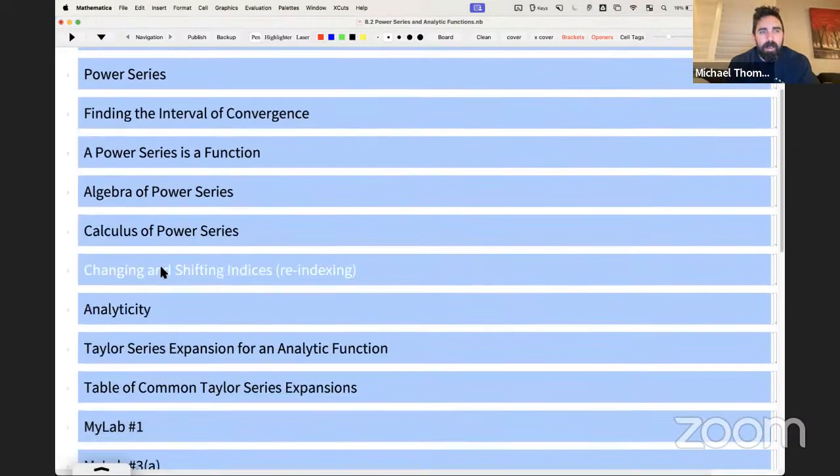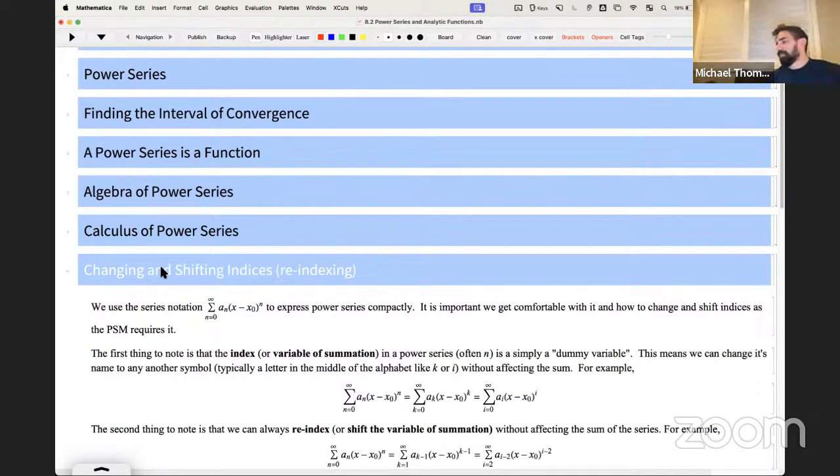All right, almost done. Okay, changing and shifting indices. This part's actually really important and probably one of the parts that's going to trip up a lot of people.